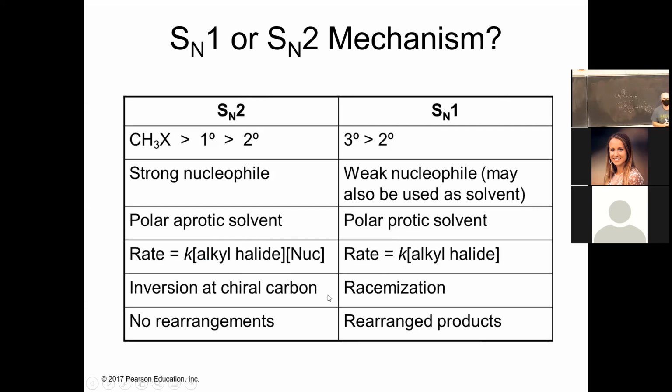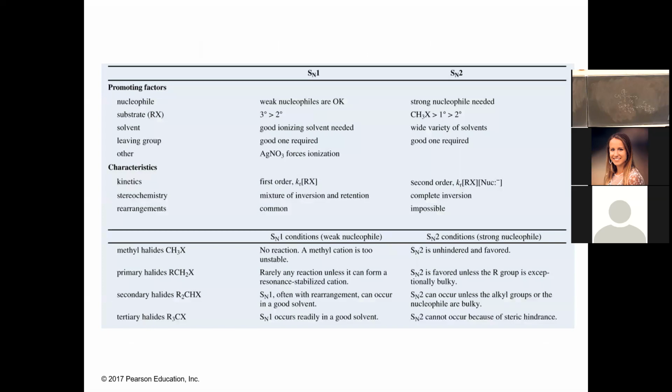Okay, if the halogen is on a chiral carbon, in an SN2, we'll get complete inversion. With SN1, we'll get racemization or a combination of retention and inversion. In an SN2, because there is no carbocation intermediate, there's no skeletal rearrangement. Rearrangements are common in SN1 though. This may be a little hard to read.